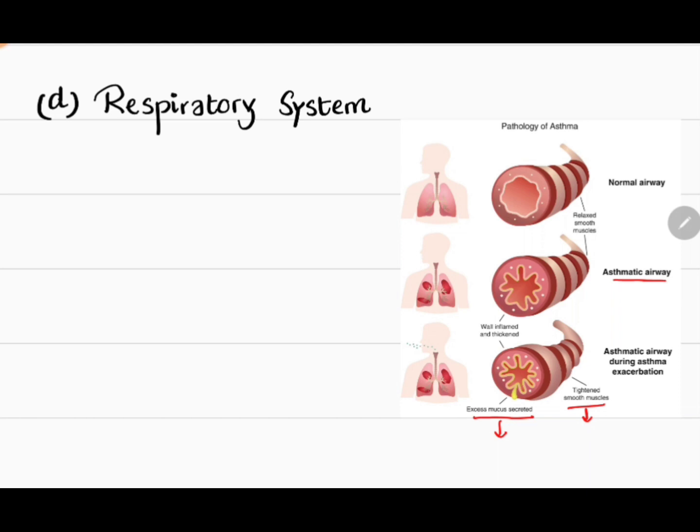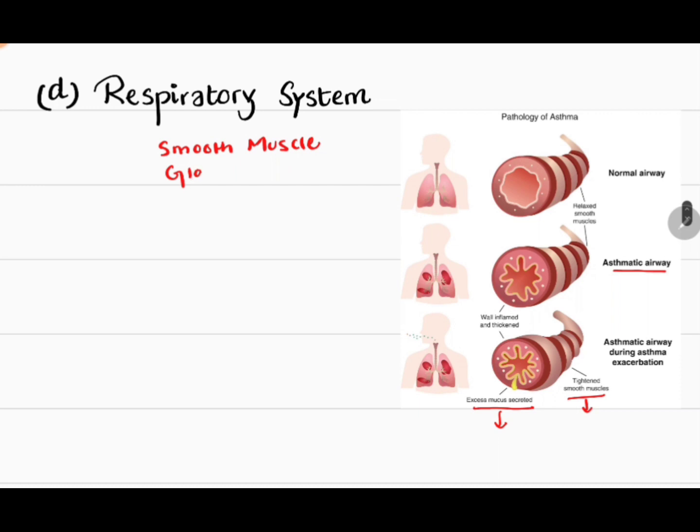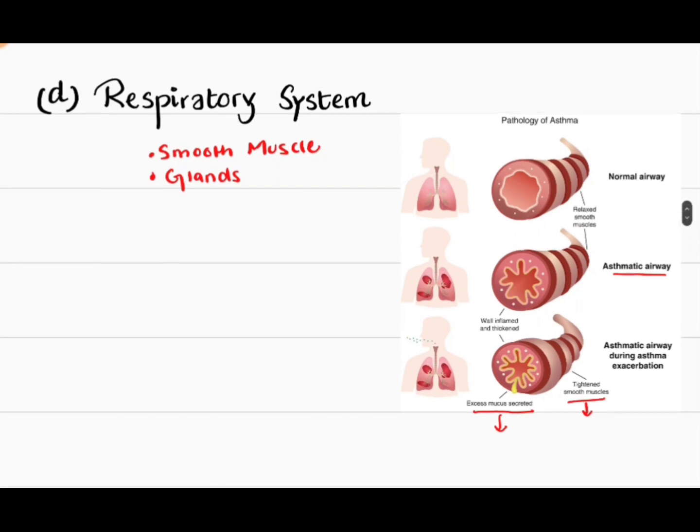So in the airway, there are smooth muscles which have parasympathetic innervation, and there are glands which have parasympathetic innervation. So we have two areas to cover. One is the smooth muscles, which are responsible for the contraction and dilation of the bronchi, and we have glands which are responsible for the secretion. Both the smooth muscles and secretory glands of the airway receive vagal innervation and contain muscarinic receptors.